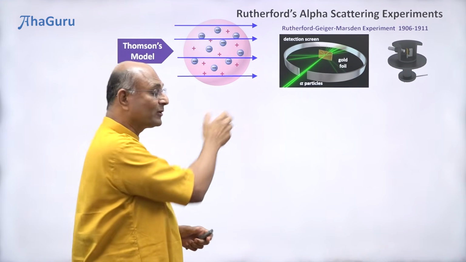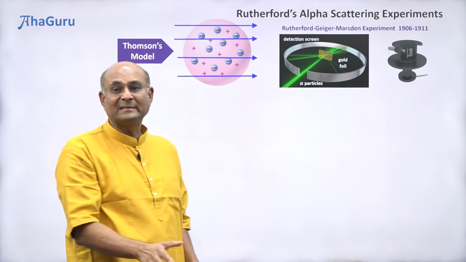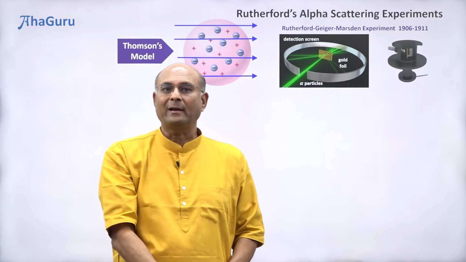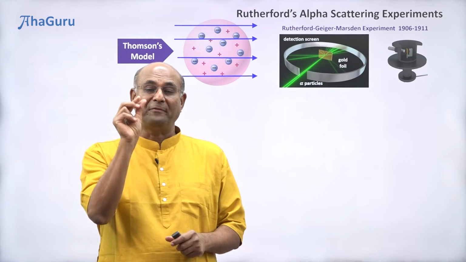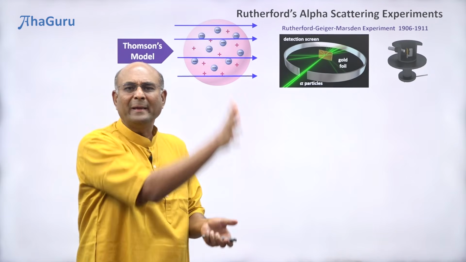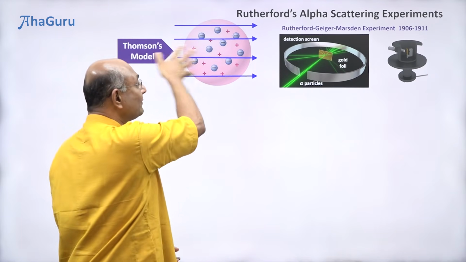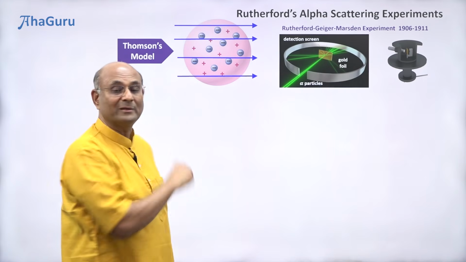In Rutherford's words, the gold foil is like a thin sheet of paper, and the alpha particles are like very highly dense bullets. If you shoot a bullet at a big piece of paper, what is going to happen? It will just make a hole and pass through. This is what he was expecting if Thomson's model was correct.